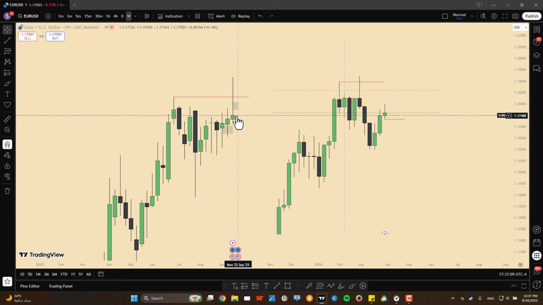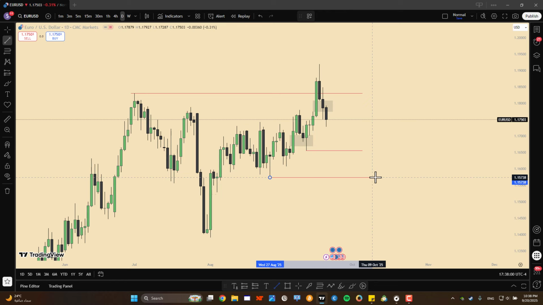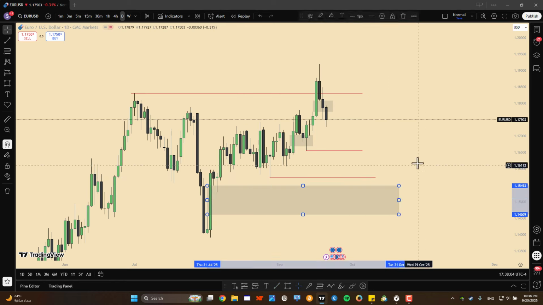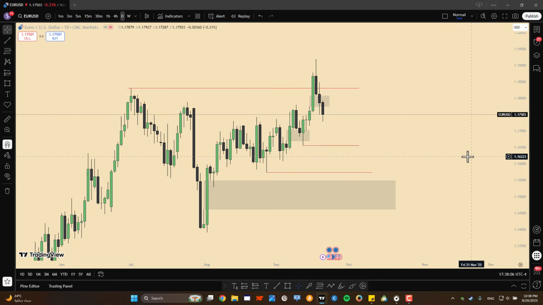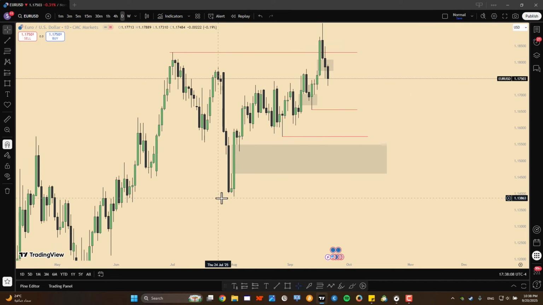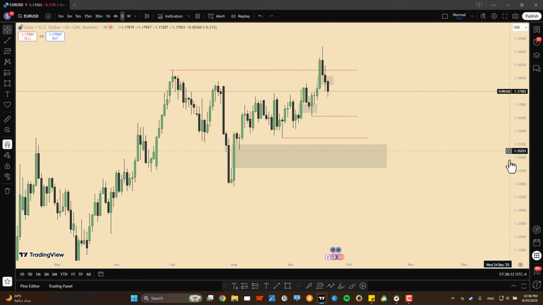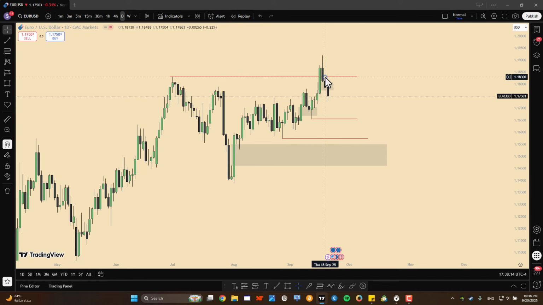For me, this is a reasonable target. This one is also a reasonable target, especially since we have this imbalance open. We don't have to go all the way to here because again we are against the trend, but what happened in the previous week right here is a strong bearish sign.